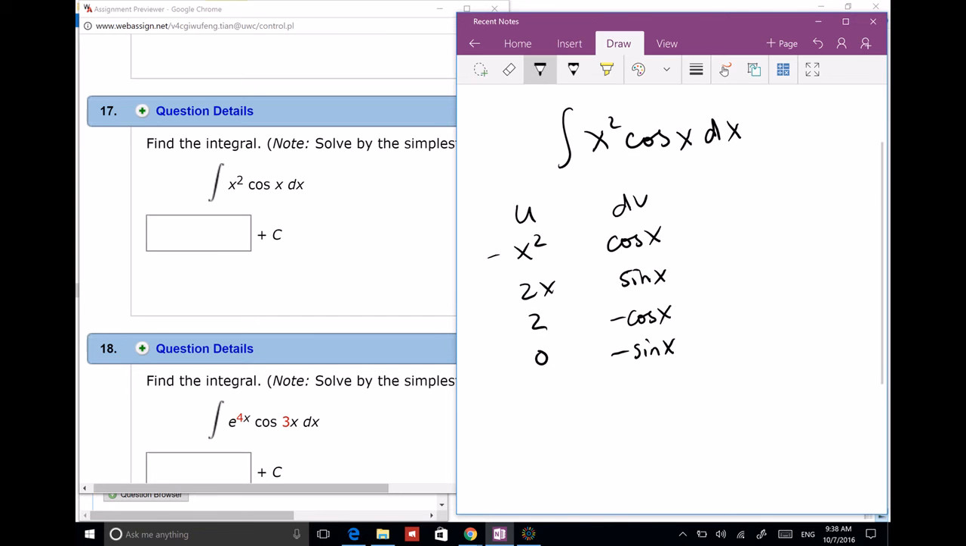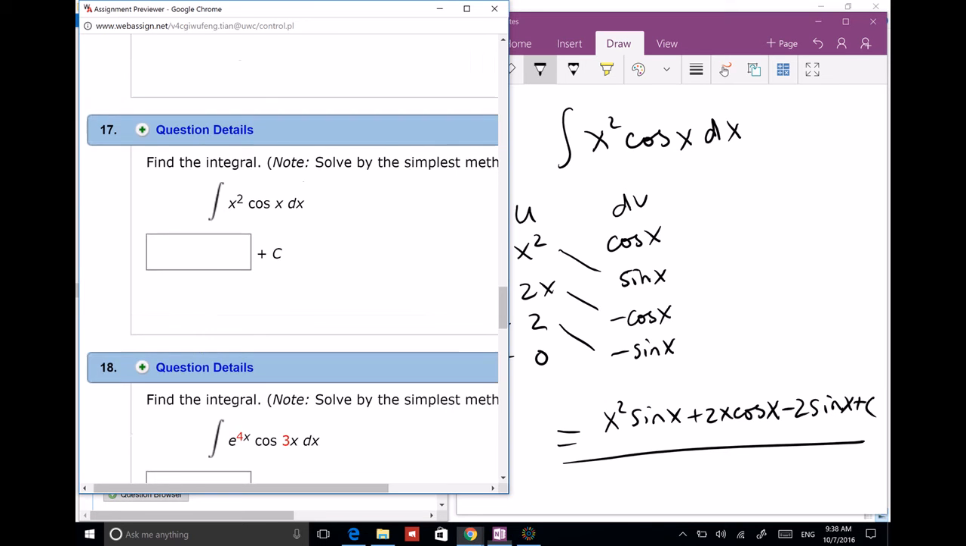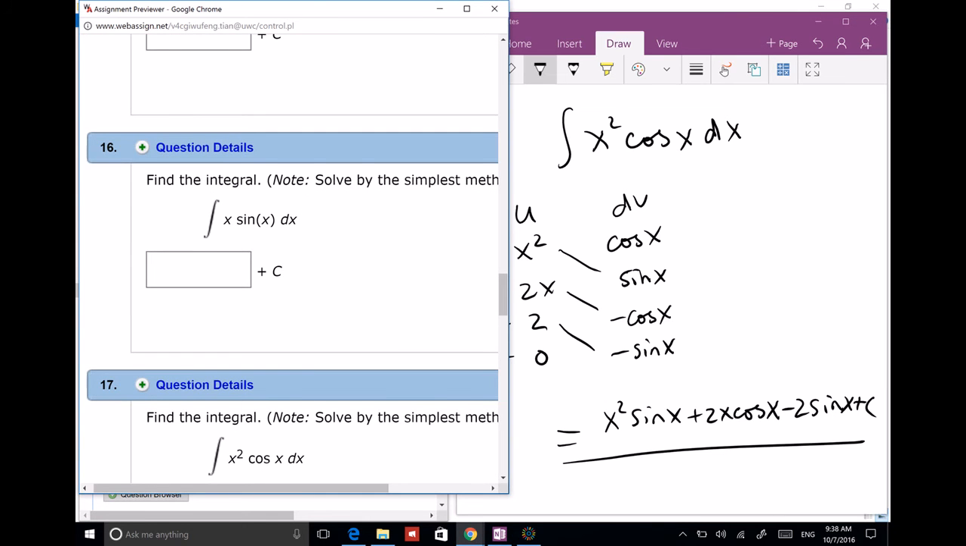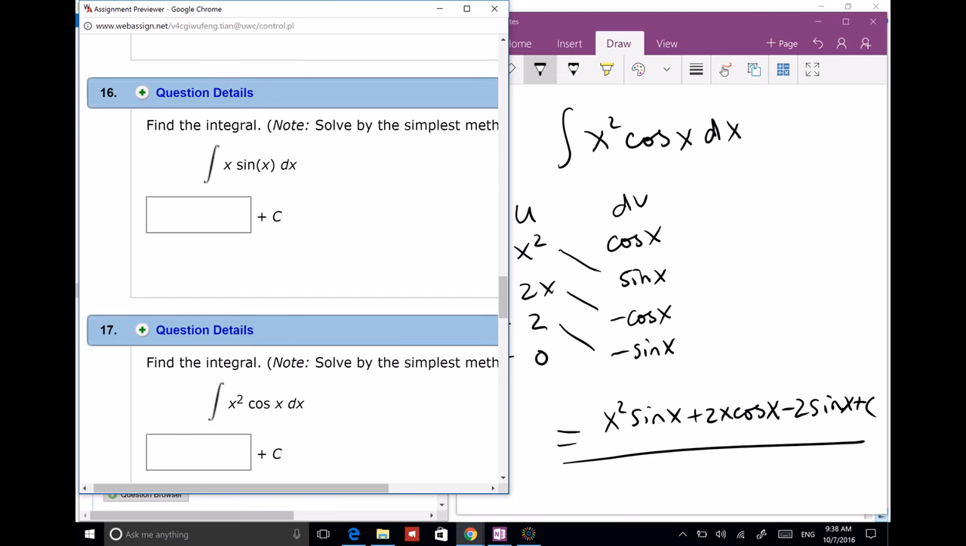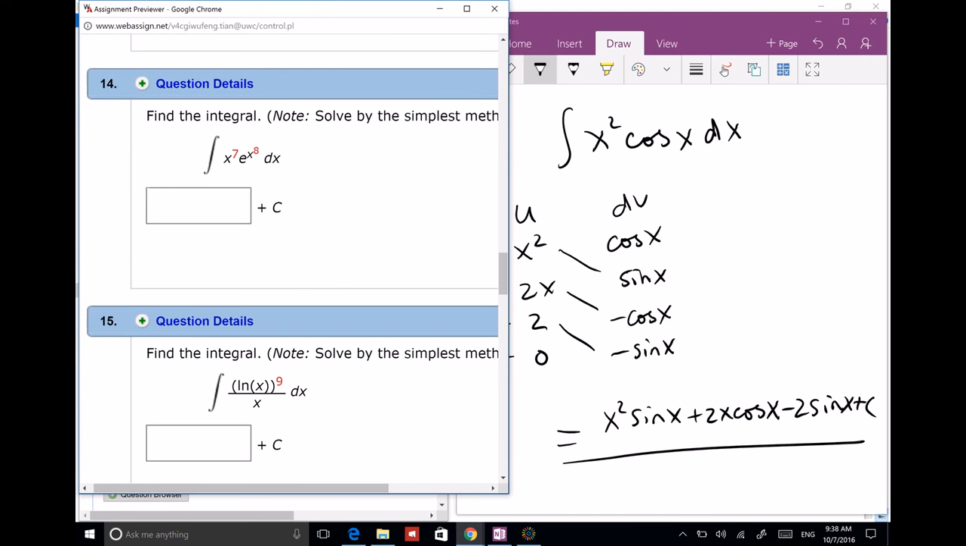Okay. Then plus, minus, and it's pretty simple. X squared sine x plus 2x cosine x minus 2 sine x plus c. Just one step, we're done. That's why I don't explain number 17. That makes sense? Number 16 is the same. X sine x, x squared cosine x is the same, just one step. X is u, right? And number 14 is the same.